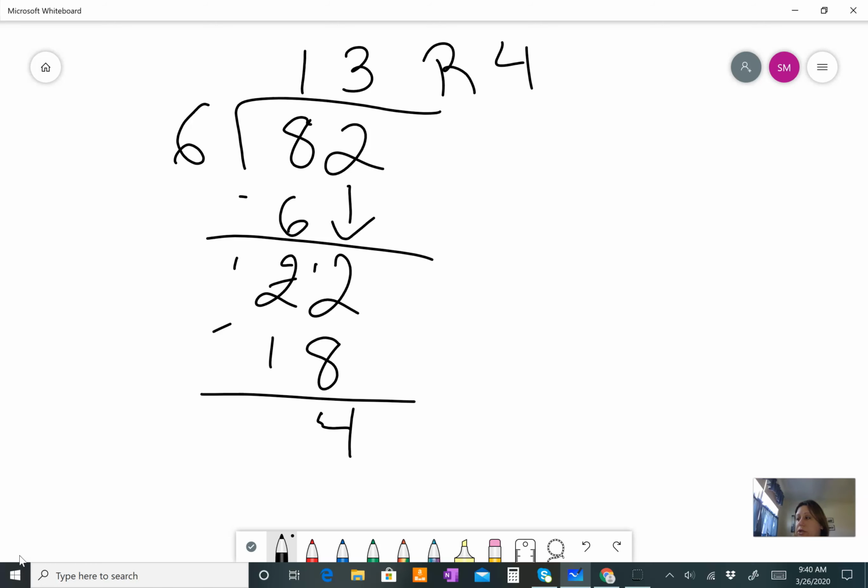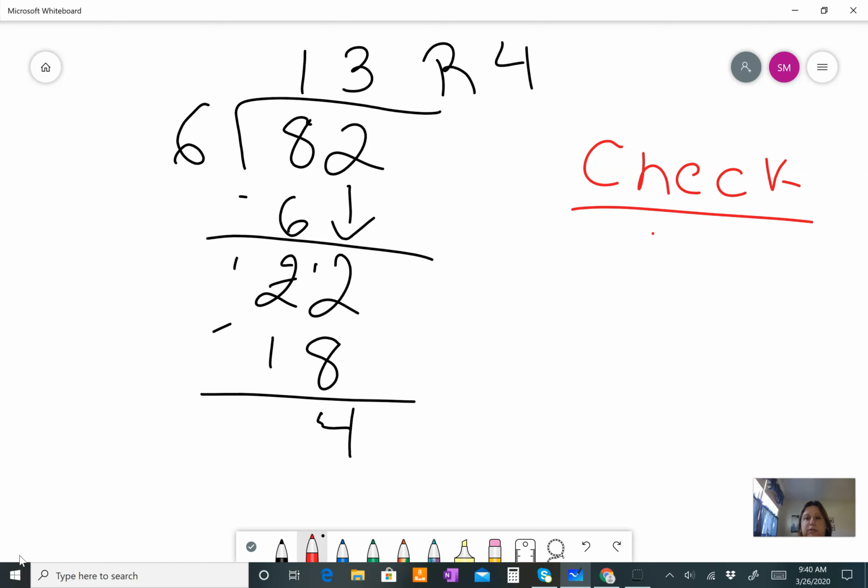So what I showed you here is basically what you have to do on your worksheet, but you also have to check it, okay? So when we check it, we take our quotient, but just the 13 part, the whole number part. So this would be the check. We're going to do the check, which is required on the worksheet. I want to see the check.